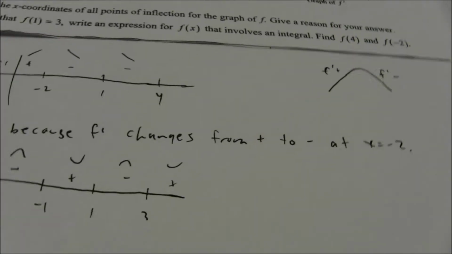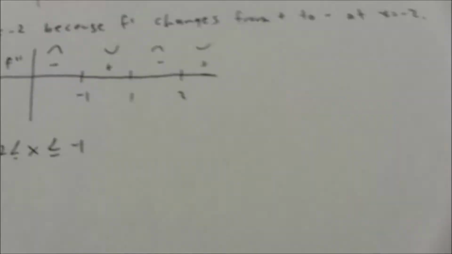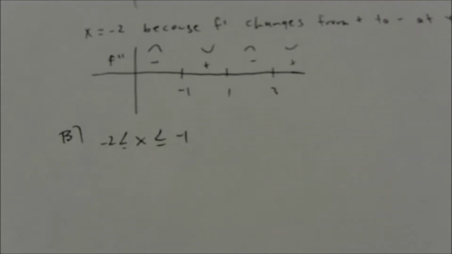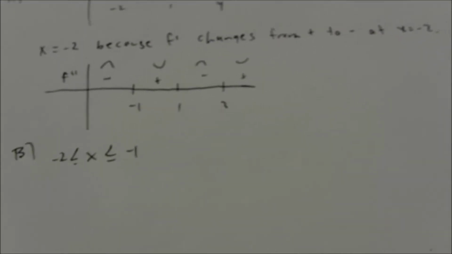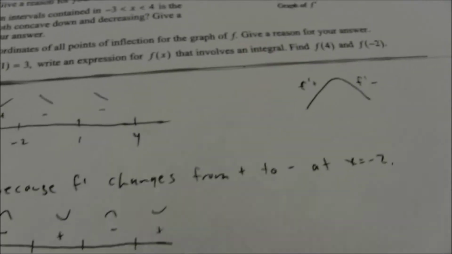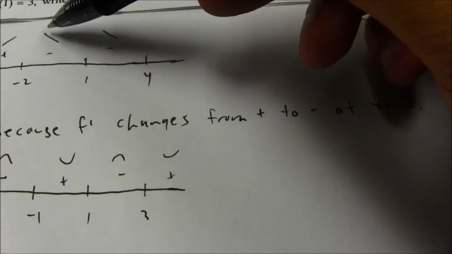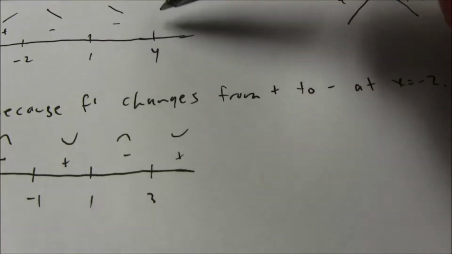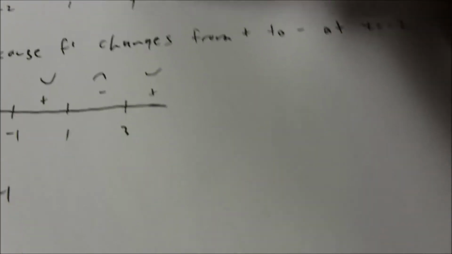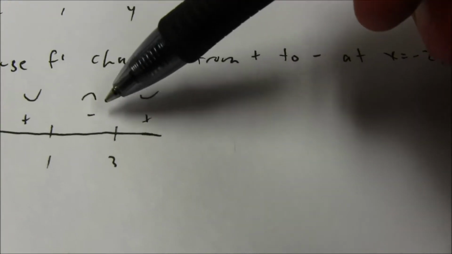I guess I could just go ahead and write that down. Let's see. That's part B. X is between -2 and -1. And let's see. Let's go back here. So the graph has a negative slope between -2 and 1, and then again between 1 and 4. So anywhere between -2 and 4, f prime is negative here. And that's going to be between 1 and 3.